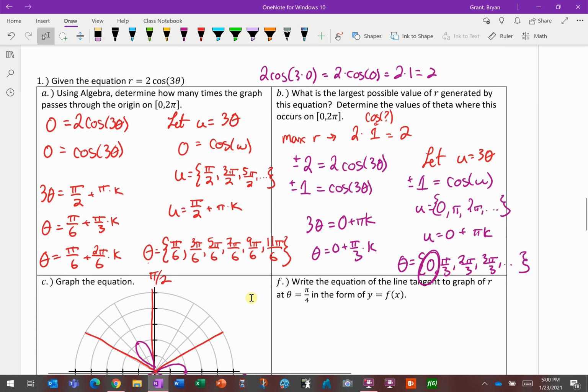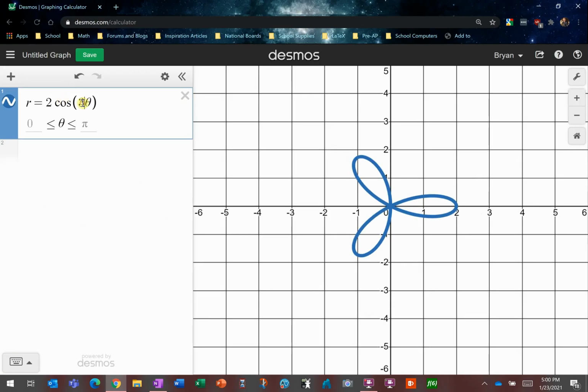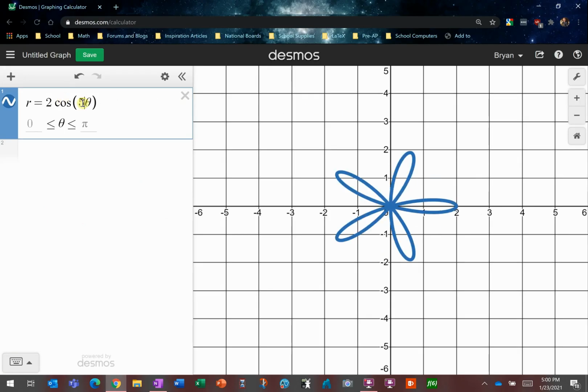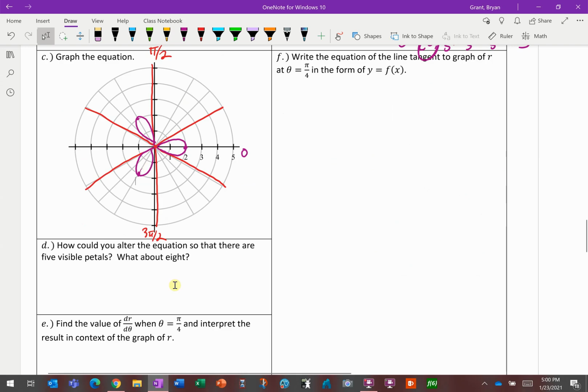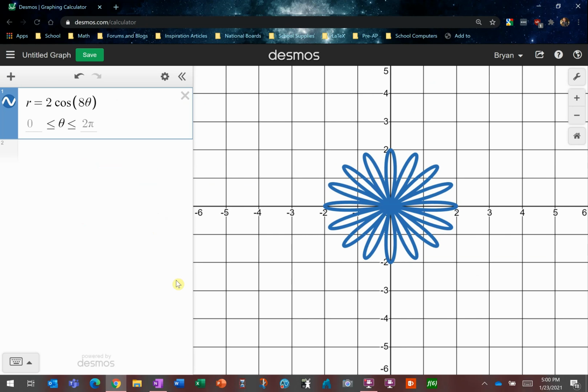Well, 3 right here made 3 visible petals. I think we could just change the 3 to a 5, couldn't we? Hey, look. 5 visible petals. We're rock stars. What about 8 visible petals? Well, you might initially be tempted to say, let's just change it to an 8. Oh, but we need to remember that the value that's here, we always double it. But if it's even and you double it, you will see all of those petals. So this is 16 petals.